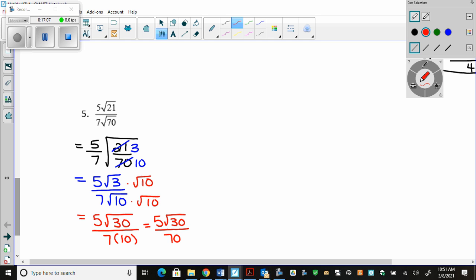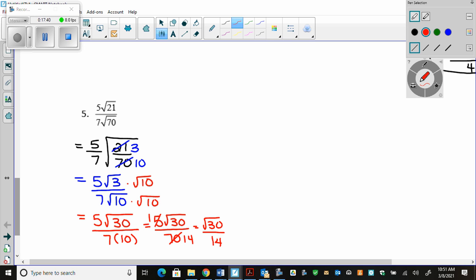Can 30 reduce? Can the square root of 30 reduce by anything? 4 can't go into it, 9 can't go into it, 16, no. But the 5 and the 70 can. What's 70 divided by 5? 14. So we could take a 1, and make this 1, make this be a 14, and we could get root 30 over 14.